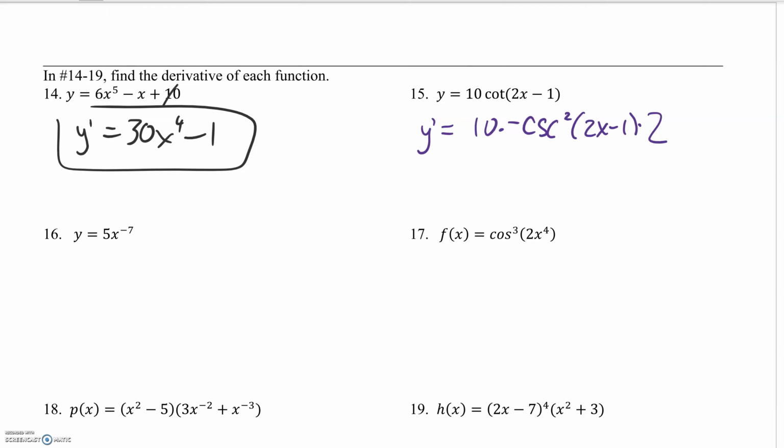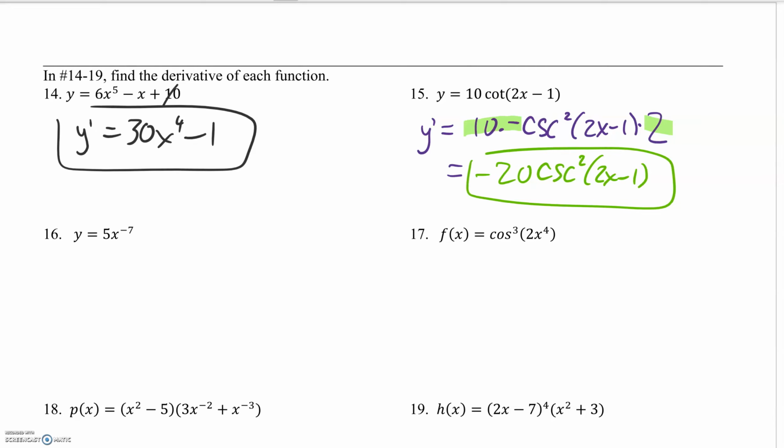All right. So next, we can just clean that up a little bit. We can take the 10 and the negative 1 and the 2, multiply those all together, and we'll get ourselves a negative 20. And then we still have the cosecant squared of 2x minus 1. Final answer right there. Moving on, number 16.